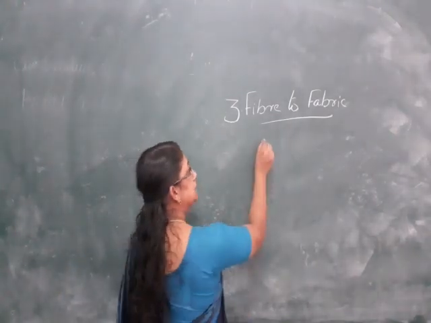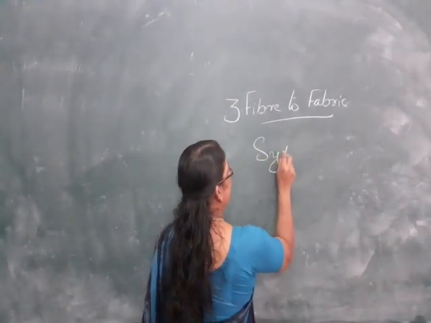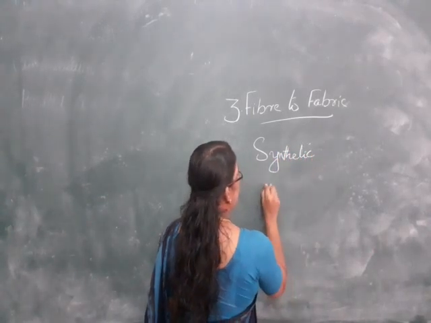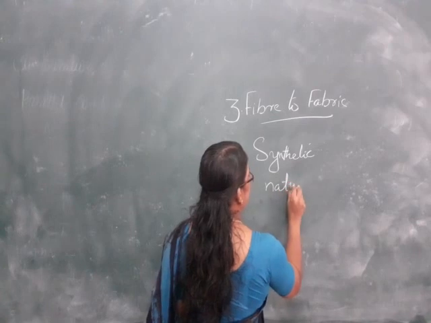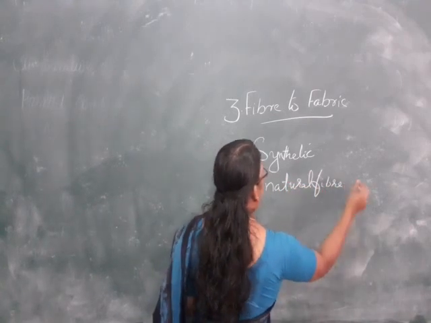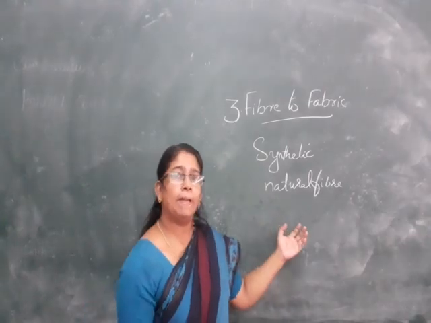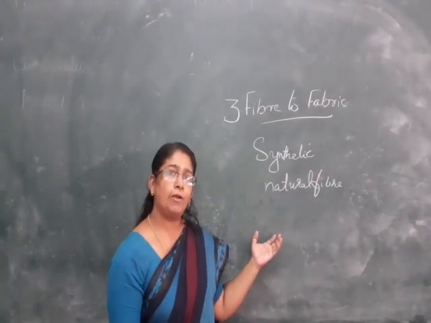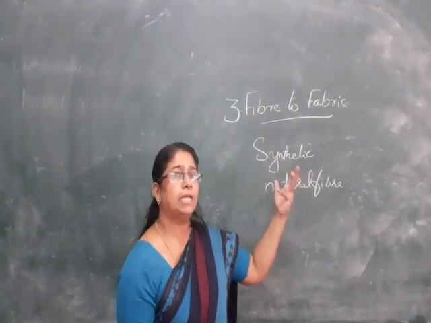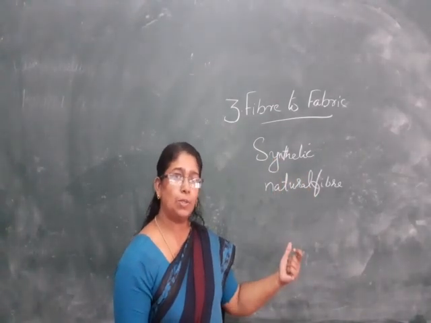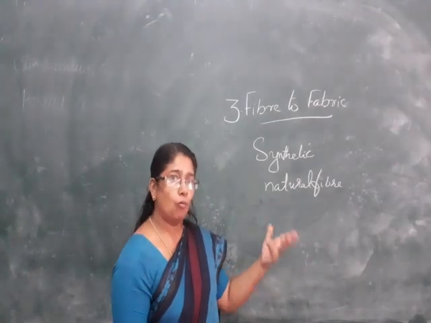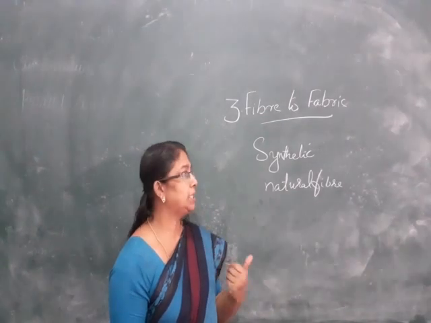Okay, we have studied two different types of fibers. What are they? Synthetic fiber and natural fiber. And can you give some examples for synthetic and natural fibers? Of course. Synthetic fiber, polyester is there, terylene is there, nylon is there, so many are there. And natural fiber example, wool, cotton, jute, all these are there.